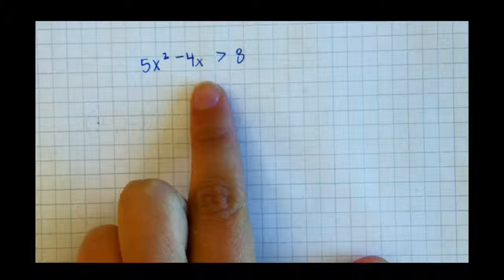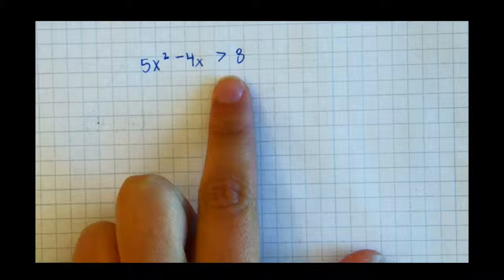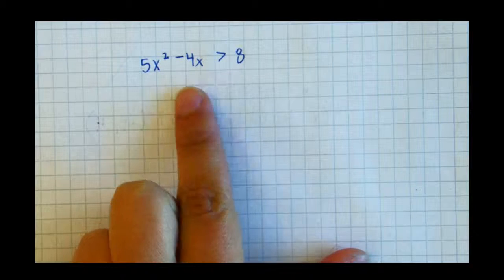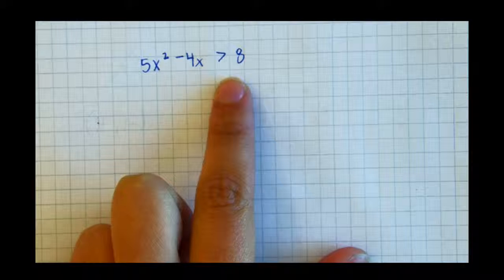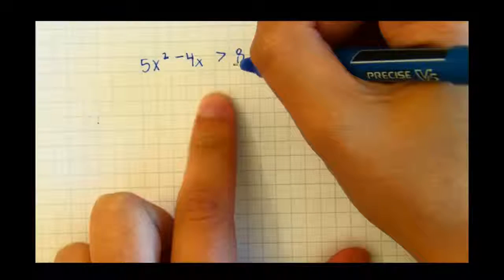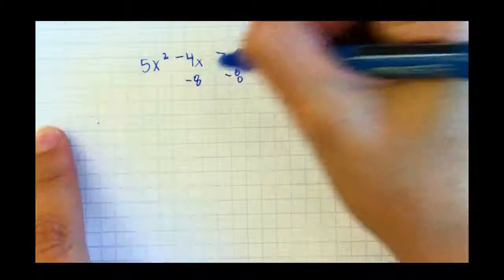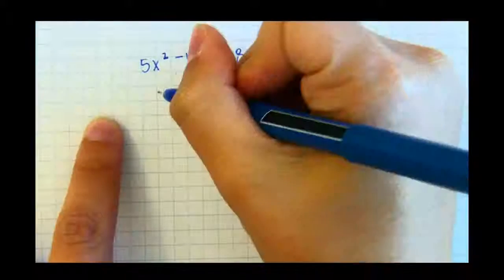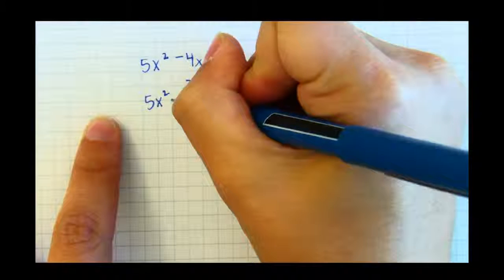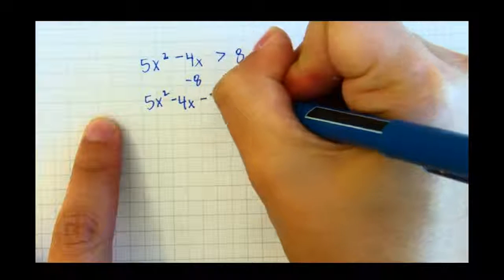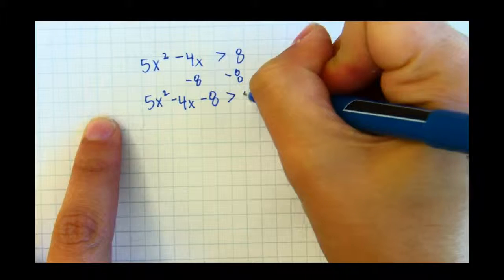We're going to solve this one together. We're going to go a little bit quicker. So to solve this inequality, following your instincts, you want to get this set equal to 0. So I'm going to subtract 8 from both sides, so that I end up with 5x squared minus 4x minus 8 is greater than 0.